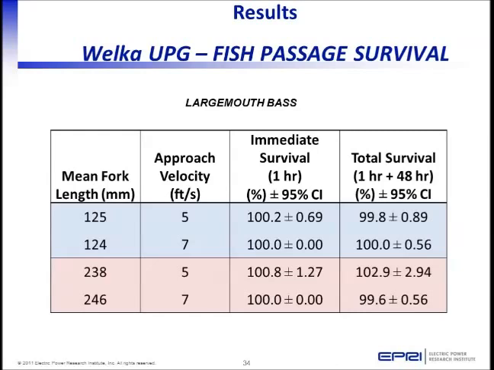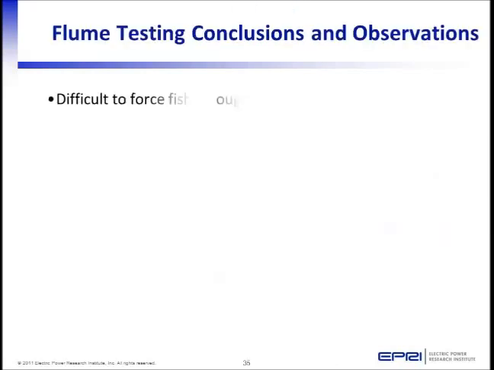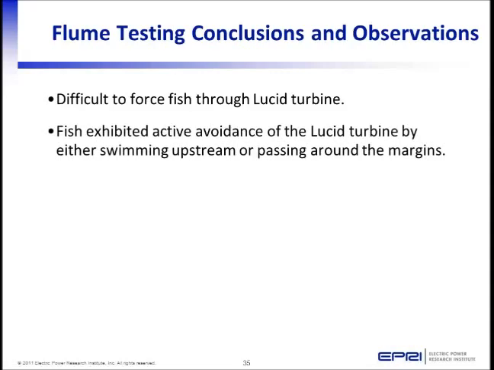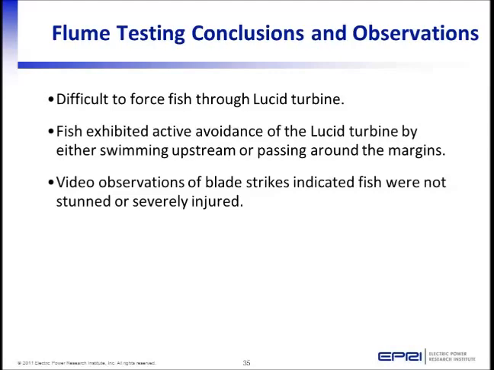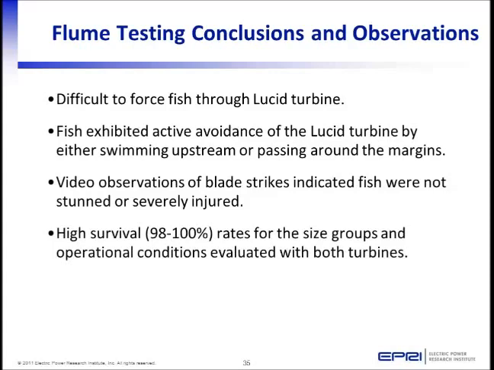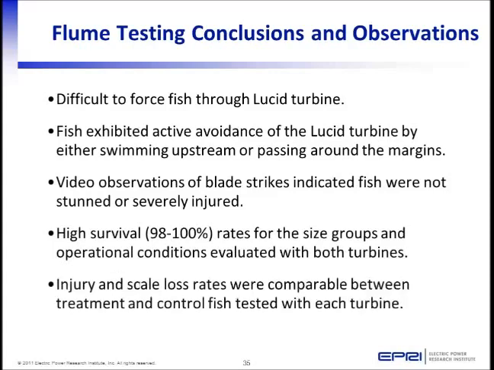And so in conclusion, it's difficult to force the fish. If you go to the next slide, please, Anne, thank you. It's difficult to force the fish through the turbine, through the lucid turbine. The fish exhibited avoidance, swimming either upstream or around the margins of the turbine. The video observations showed that blade strikes were not indicated when they did occur. The fish weren't stunned or severely injured. Survival was extremely high, essentially 100%. And injury and scale loss rates observed were comparable between treatment and control fish tested with both turbines.